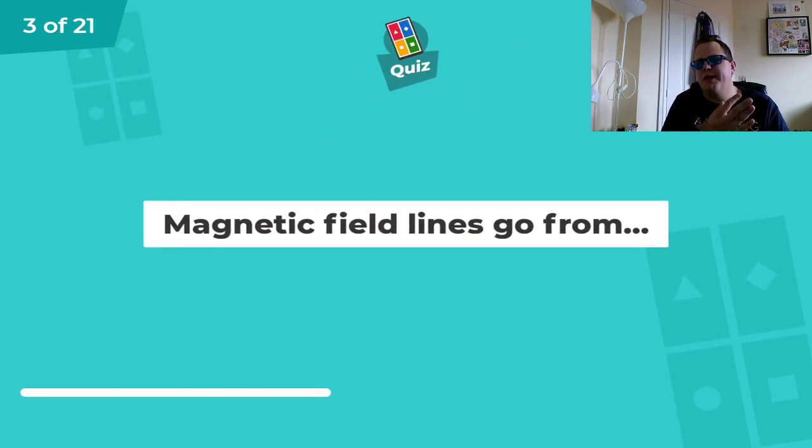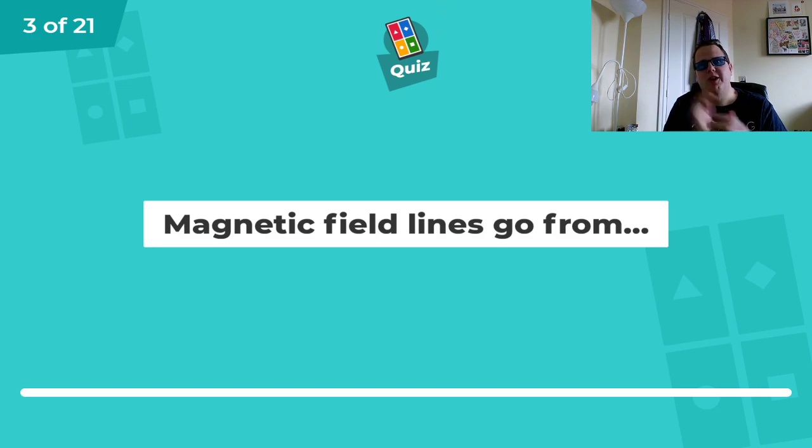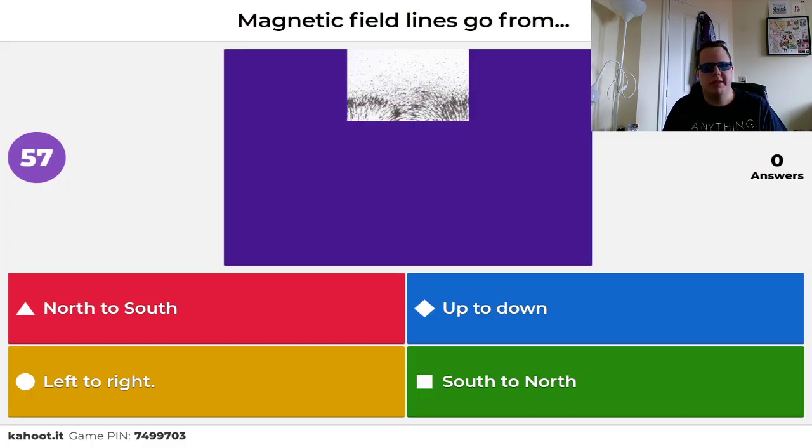Okay, quiz. Magnetic field lines then. Let's see who's listening. Magnetic field lines go from which one of these?